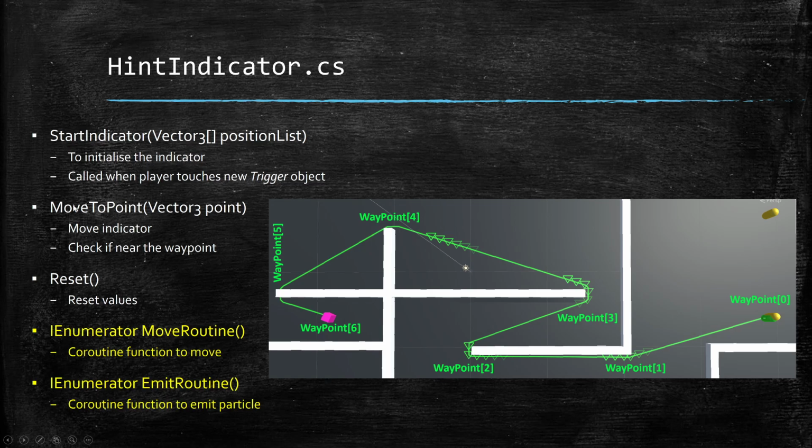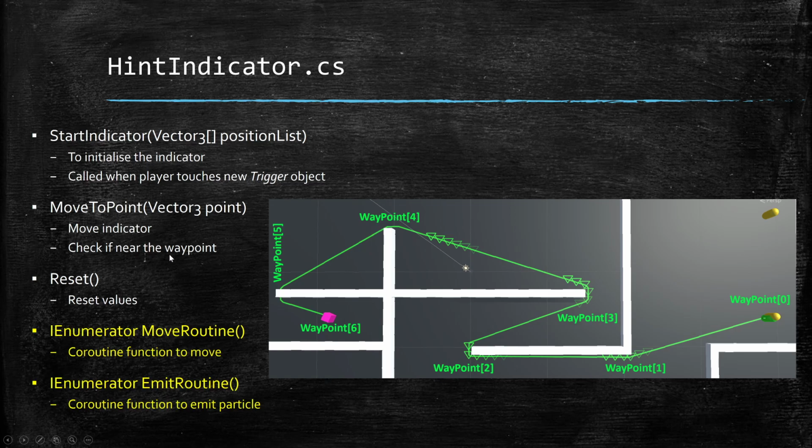In order to move along, we have a move to point function. This move to point function takes in the point of each waypoint, and it will keep moving by calling the move routine function to continuously move until you reach the next point. When you reach the next point, it is updated: say I reach waypoint 1, then my next point will be waypoint 2. That's the point of this function.